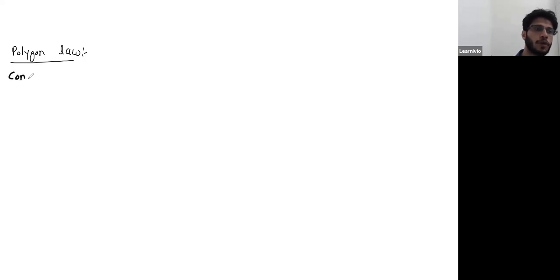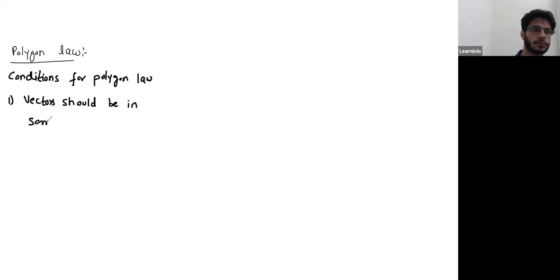So, conditions for polygon law. First condition: vectors should be in same order. So Rania, what do you mean by vectors in same order?